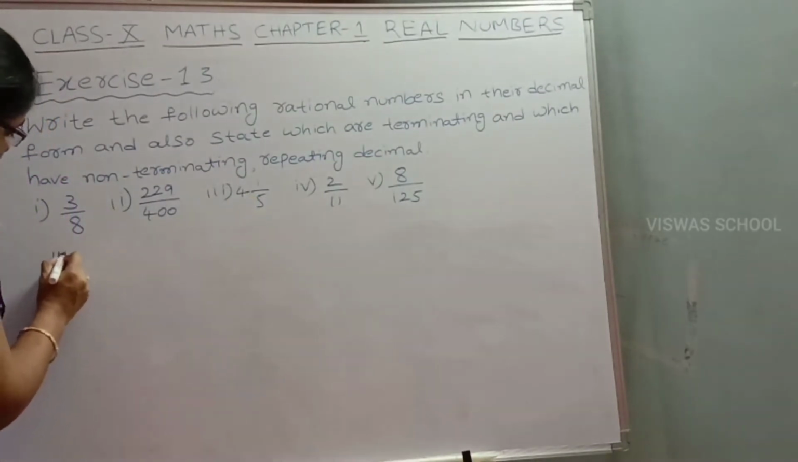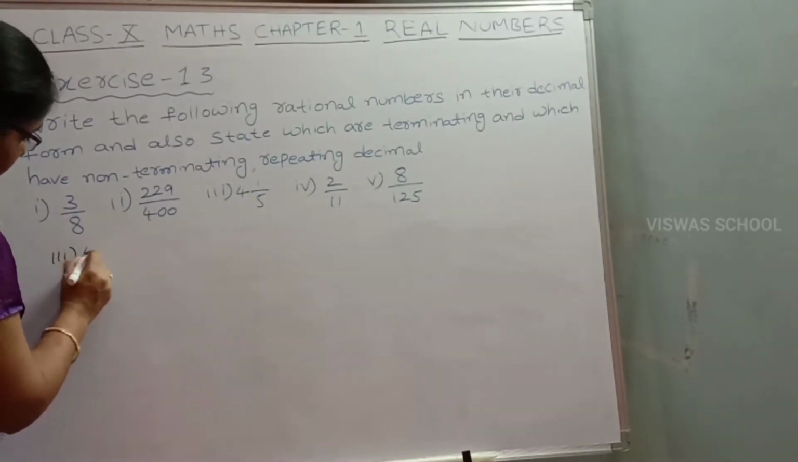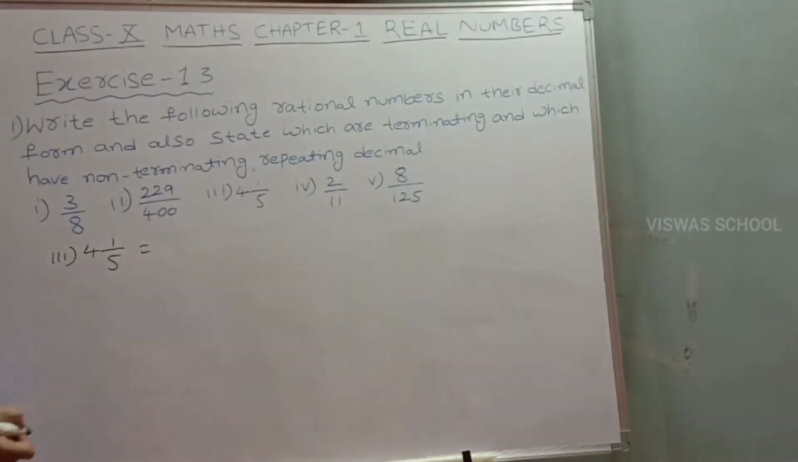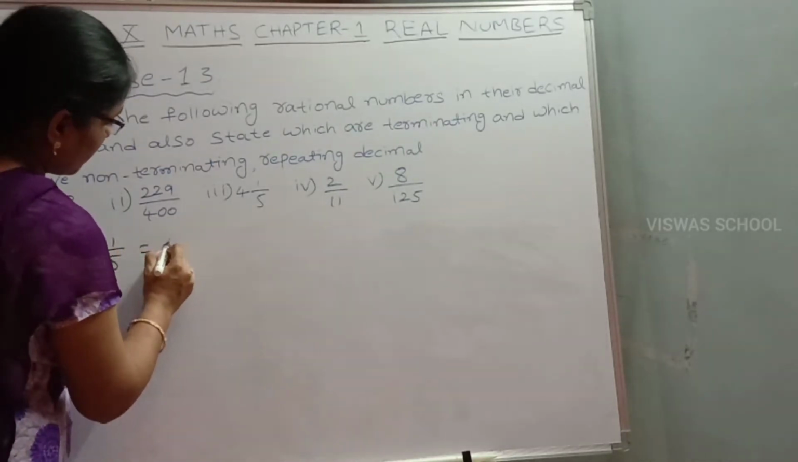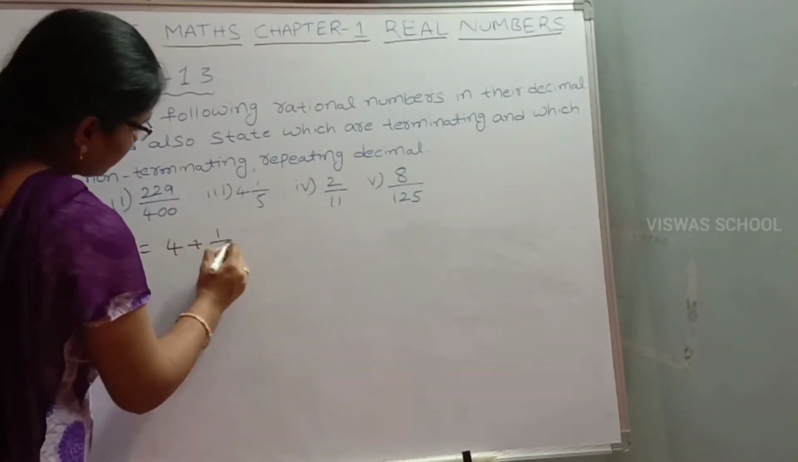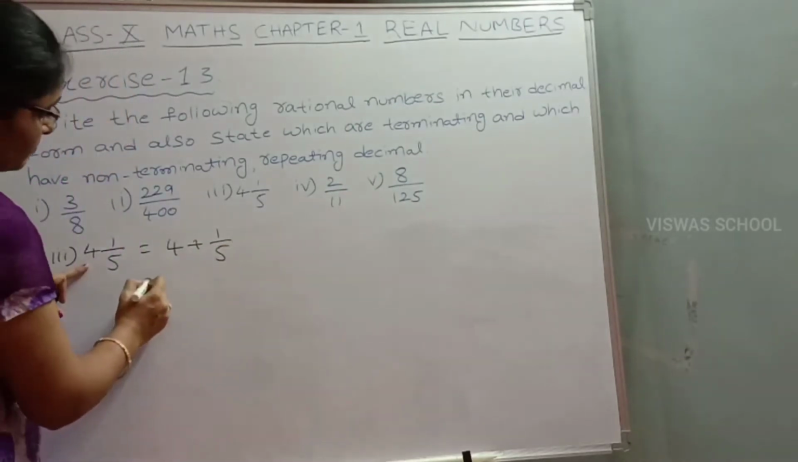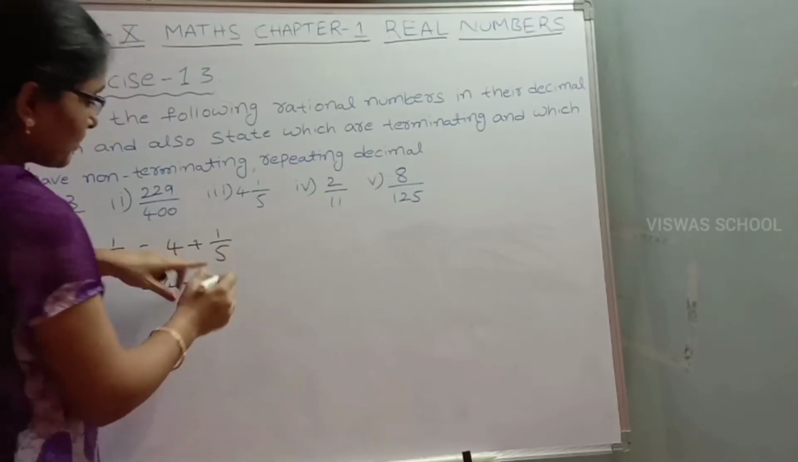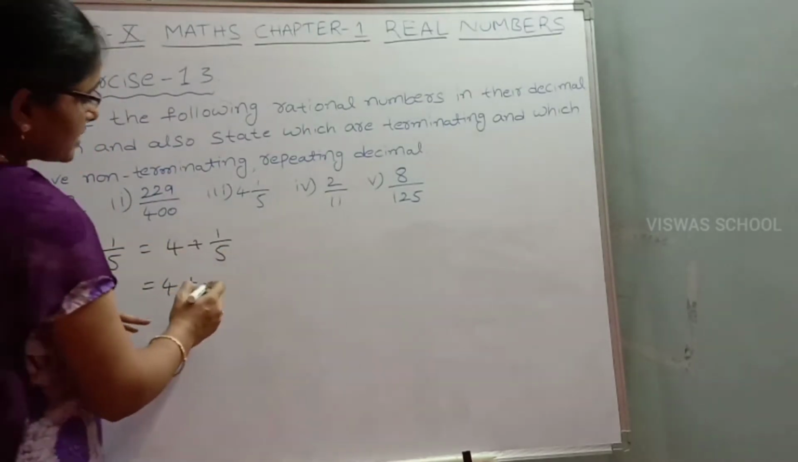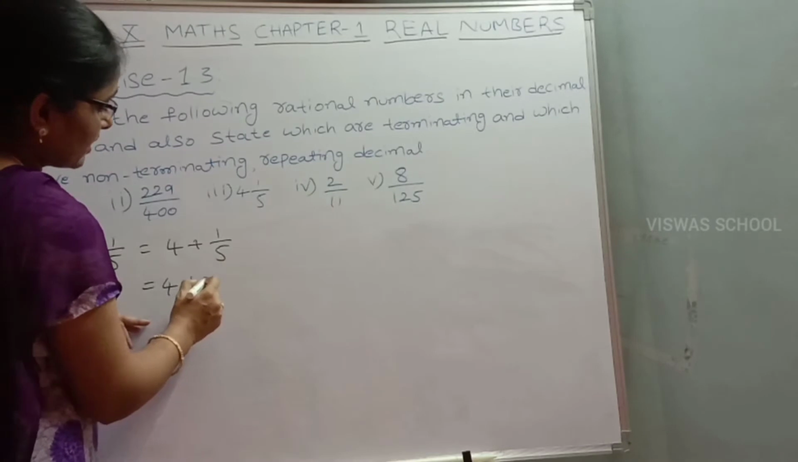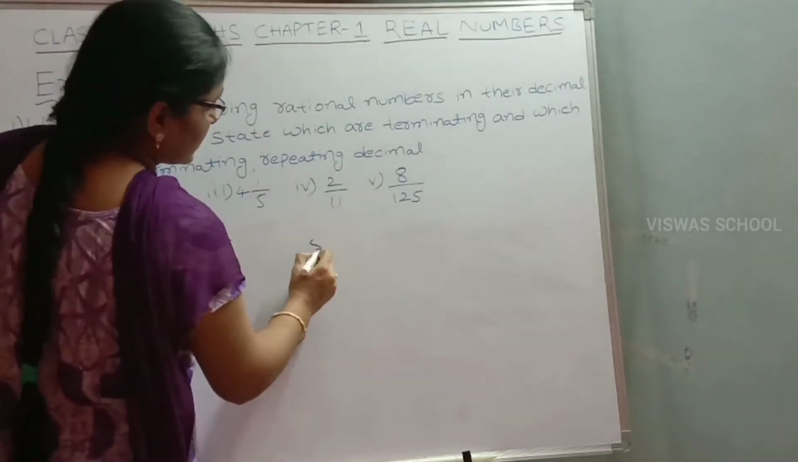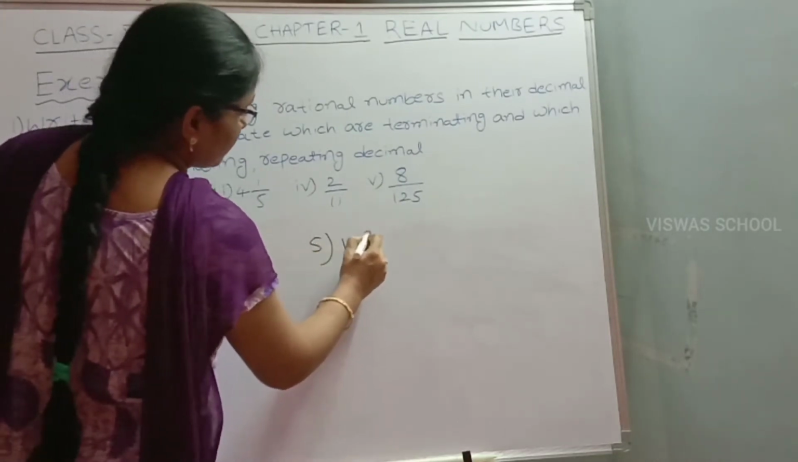And next, third one, that is 4 1 by 5. It is a mixed fraction. How do you write this here? 4 plus 1 by 5. That is 4 plus the decimal form of 1 by 5, which is 0.2. How is it? Here we have to divide 1 by 5.